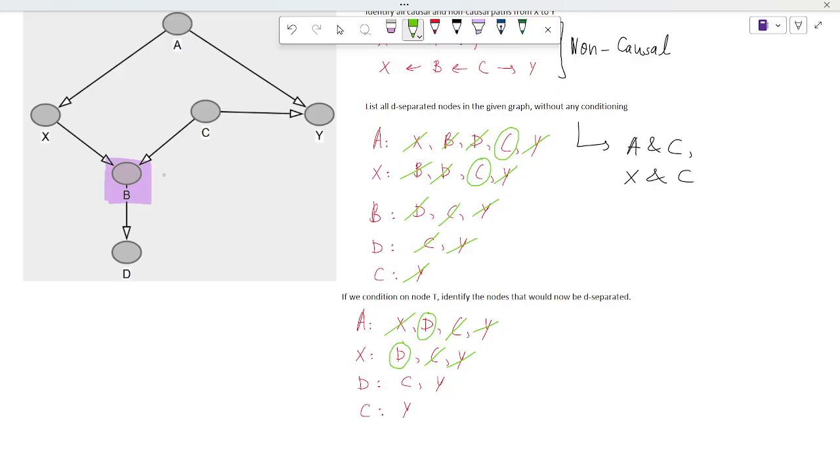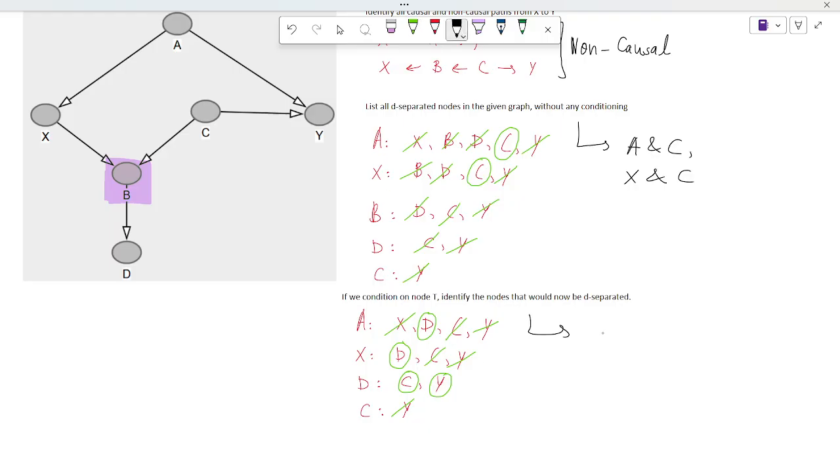Then you have D and C. They were also essentially connected through B, only through a chain. So you blocked B, you block this path, now they are d-separated. Next you have D and Y, and basically D is connected to everyone through B somehow. It is the same with D and Y. You have blocked this path, then you have this other path as well, which you have also blocked. So they are d-separated now. And lastly, you have C and Y, which are directly connected, so they're not d-separated.